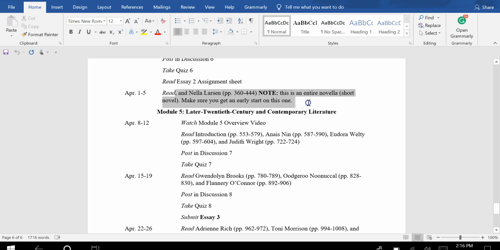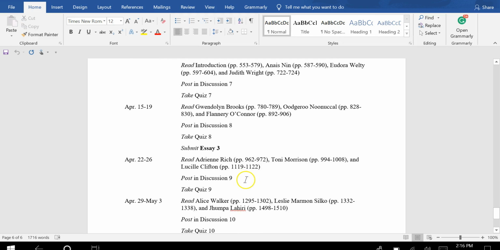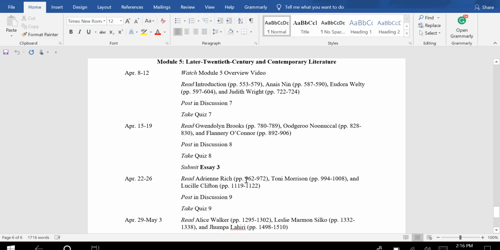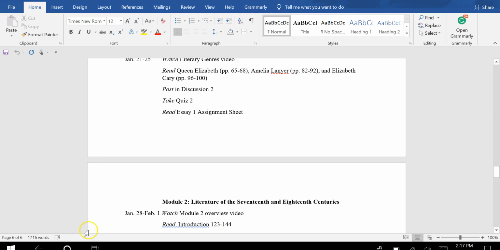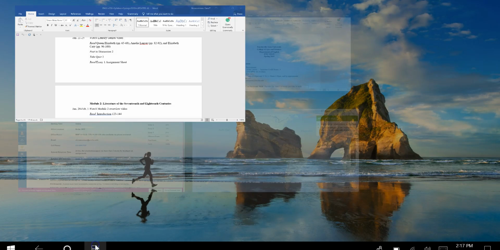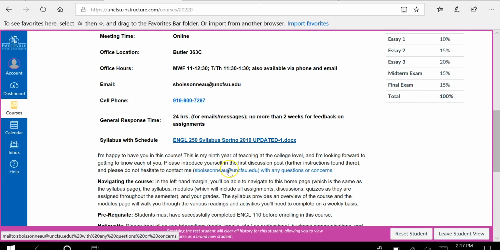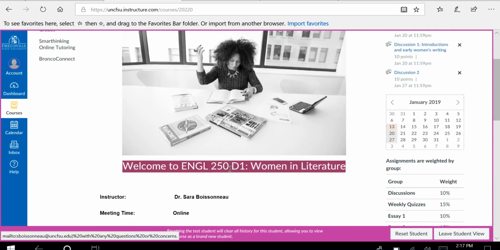you have, for example, this week here, Nella Larsen, you have an entire novella there, which is a short novel. You want to make sure you get an early start on reading such as that. So make sure you read through this. And again, let me know if you have any questions. And hopefully you'll find the course page fairly easy to navigate.